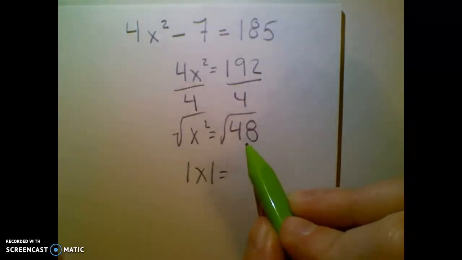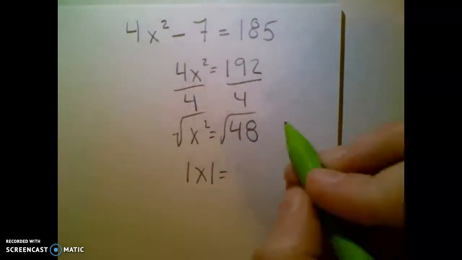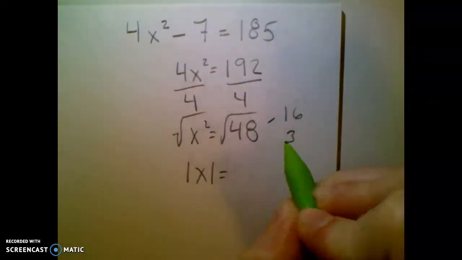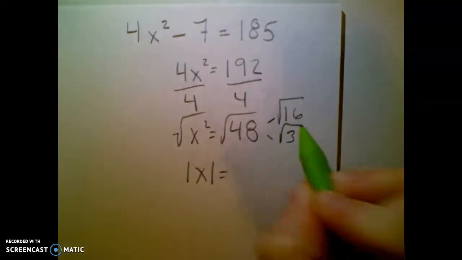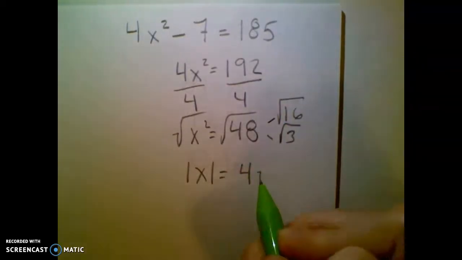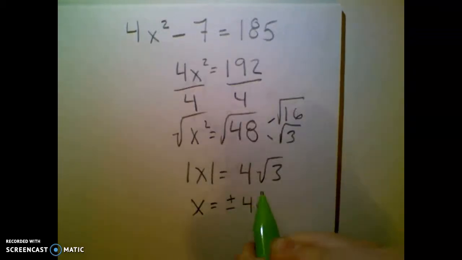And root 48 actually is reducible. I know you could do the factor tree, but I know that 48 is 16 times 3. So it's a root 16 times a root 3. Well, root 16 is a 4, and then root 3 is just stuck as is. And don't forget, absolute value requires a positive root and negative root, so plus or minus 4 root 3. And you'll be doing this a whole bunch on Monday, on your messier answers.